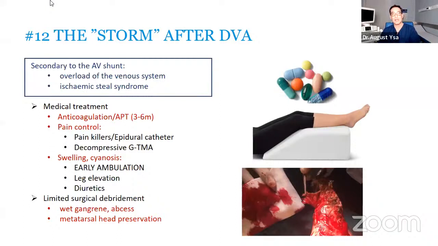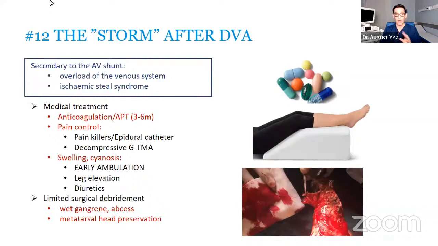Swelling and cyanosis are usually an issue, and the best way to deal with swelling is just early mobilization to activate the lymphatic system, leg elevation, and occasionally diuretics, and perform limited surgical debridements if needed in case of wet gangrene or abscess. In this case, we usually keep the head of the metatarsal bones preserved in order to avoid osteomyelitis of these bones.